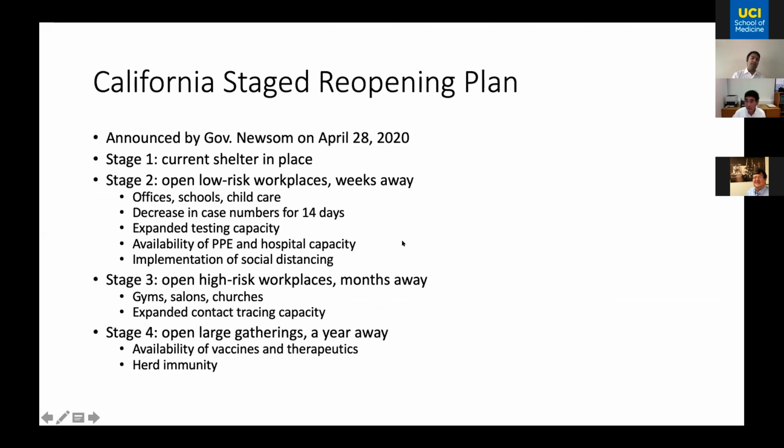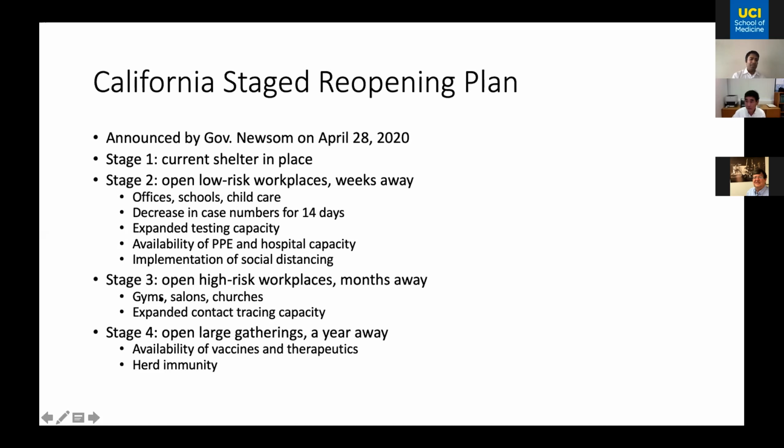And so my last slide is, I was asked to talk a little bit about this staged reopening. Governor Newsom announced this earlier this week. Currently we're in the shelter in place. We want to see a 2-week decrease in case numbers and an increase in our capacity in hospitals and testing before we open low risk workplaces. That's probably a couple weeks to a few weeks away.